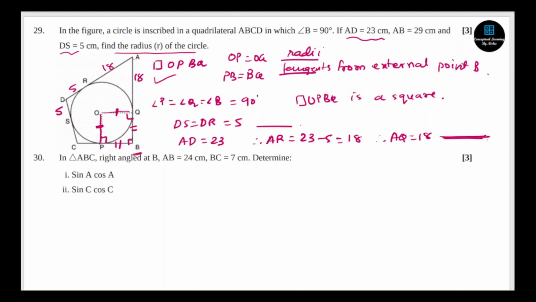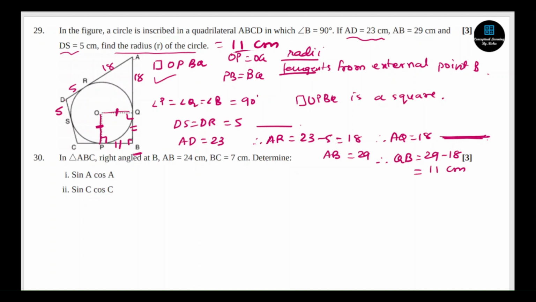Alright. Now AB is given. AB is 29. So AB = 29 and therefore what you can say, QB = 29 - 18 which is 11 centimeter. Now QB equals the radius, as this is a square and all sides are same. So radius equals 11 centimeter. So write all the reasons properly and do it step by step. Okay. Alright.